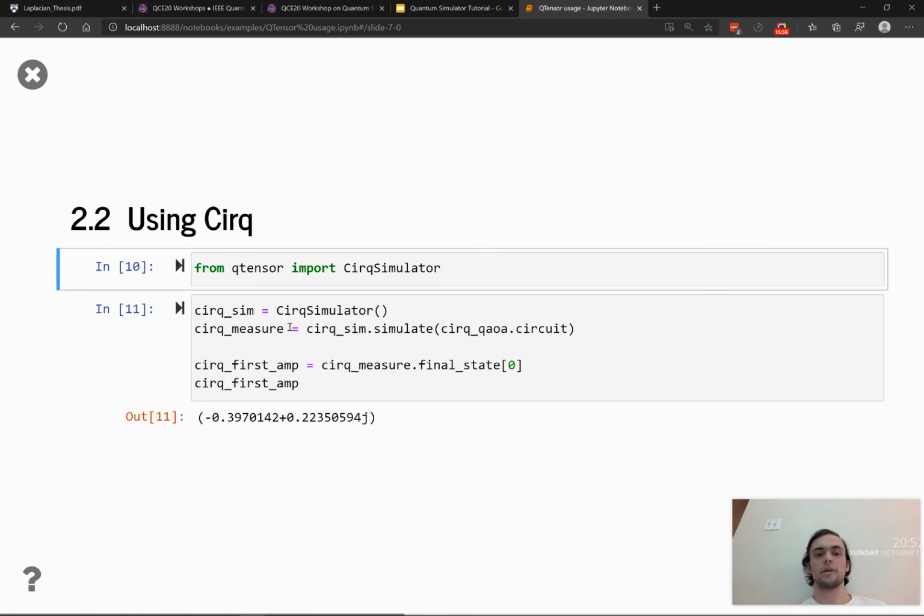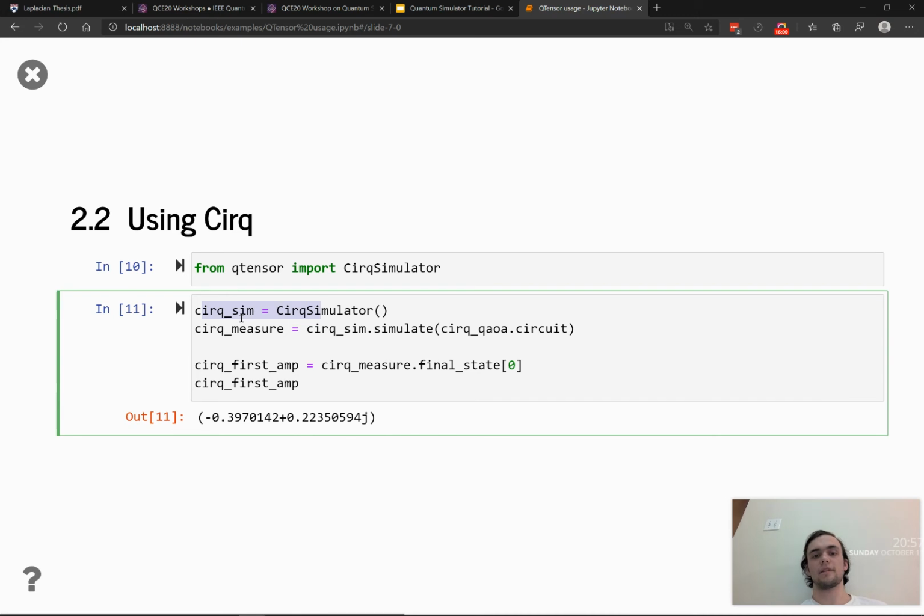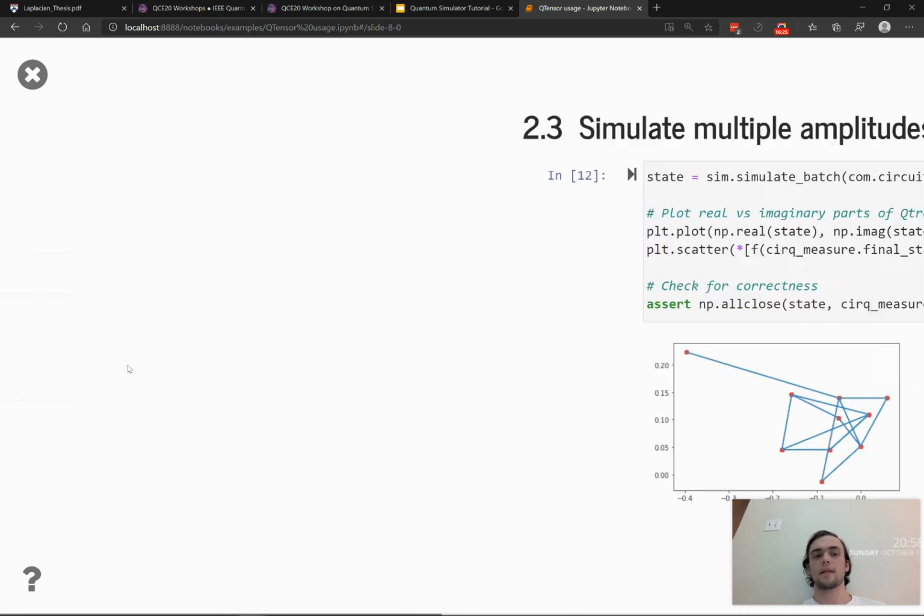And here is how we simulate using Cirq. We create a simulator and we call a simulate method, and we pass to this simulate method the circuit. The resulting object is dependent on the backend. It is in fact what the Cirq simulator returns, so you should use the API of Cirq to access the final state.